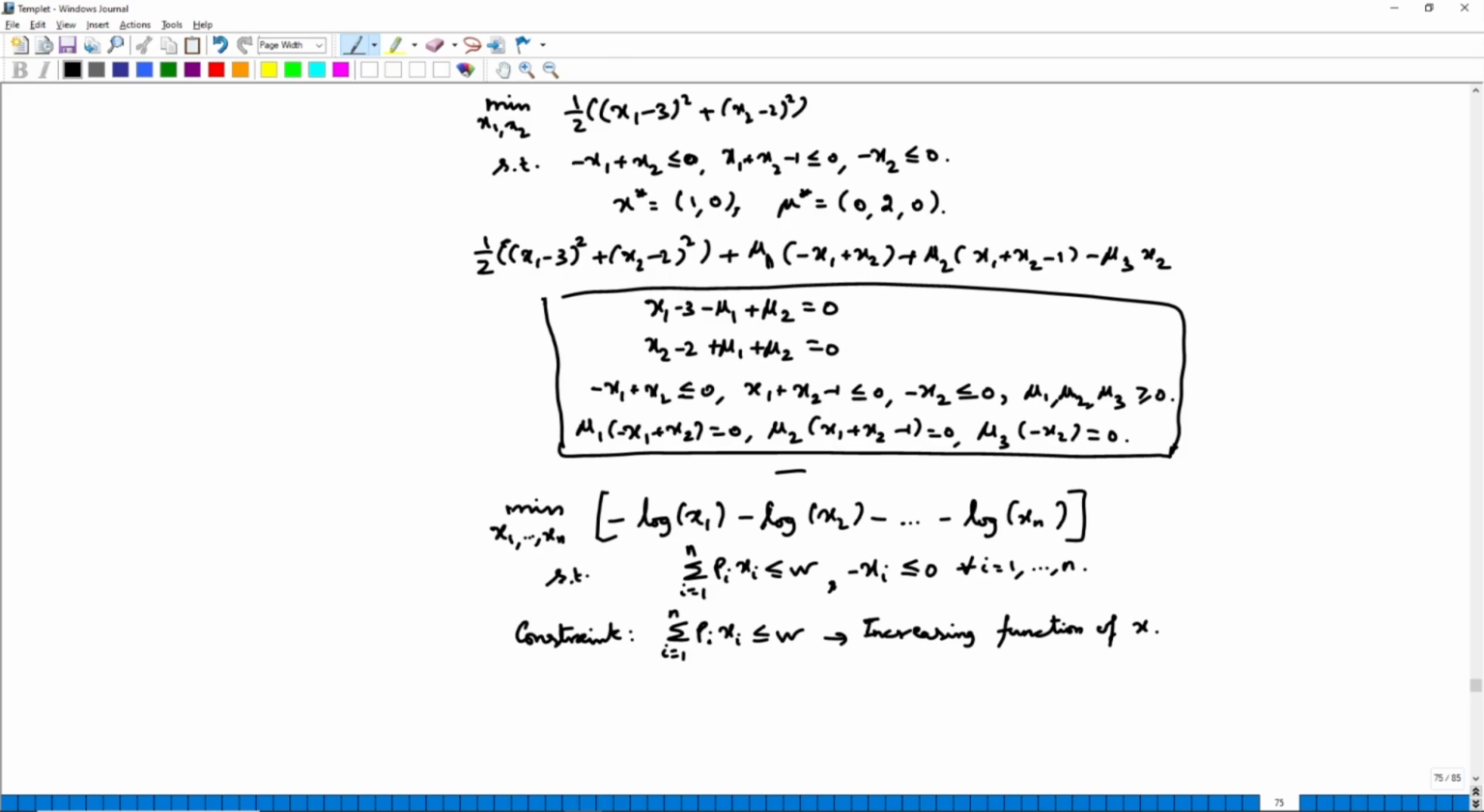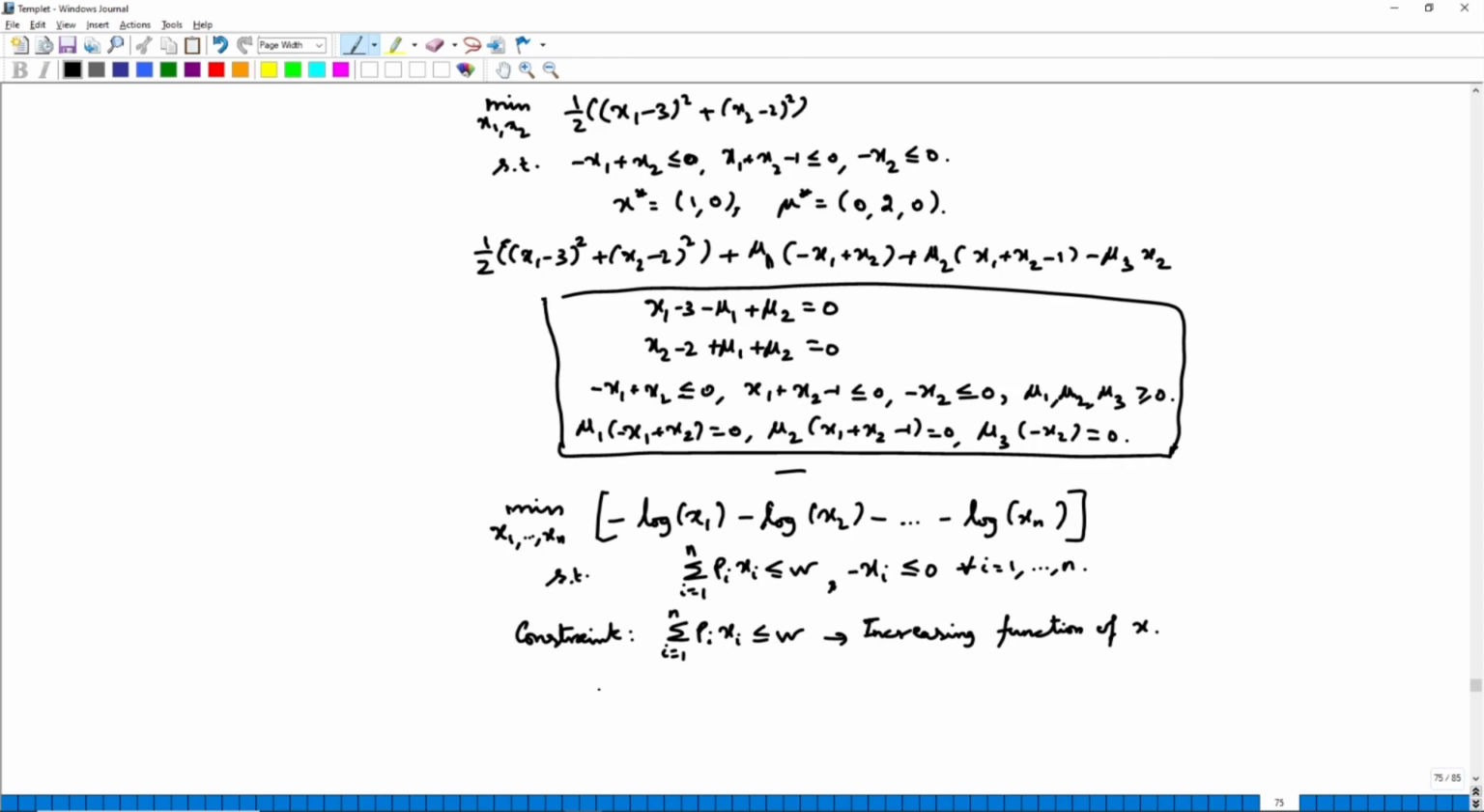So I am doing this so that I am simplifying the problem, otherwise, analytically it will be a little simpler if I actually do this. Okay. So yeah, the claim is that, I think I have also argued why that is the case, this constraint can be simplified to summation pi xi equal to W.